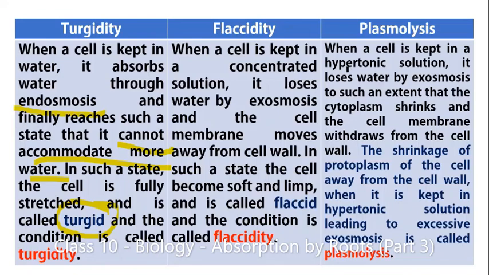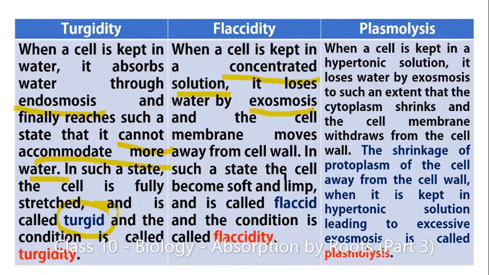Now the opposite thing can happen when you keep a cell in a concentrated solution. Concentrated solution means there is less concentration of water molecules in the solution compared to the cell sap. In that case, exosmosis will take place, because water molecules are more inside the cell and less outside the cell. So water molecules from the cell will move out.